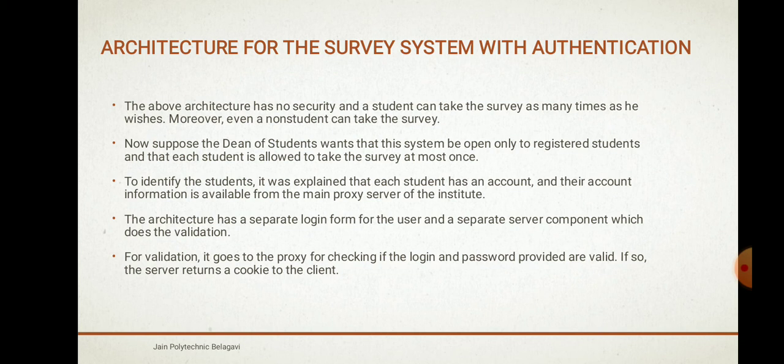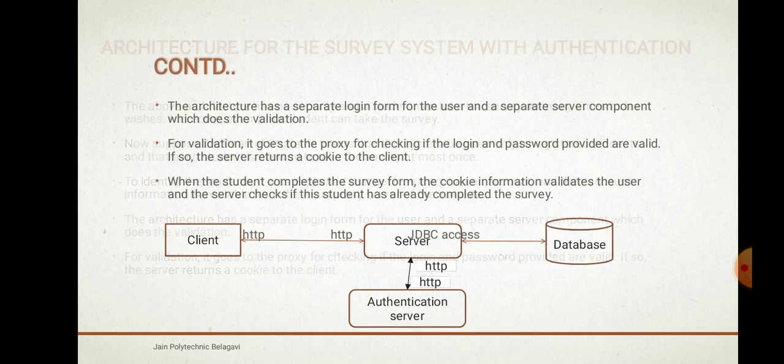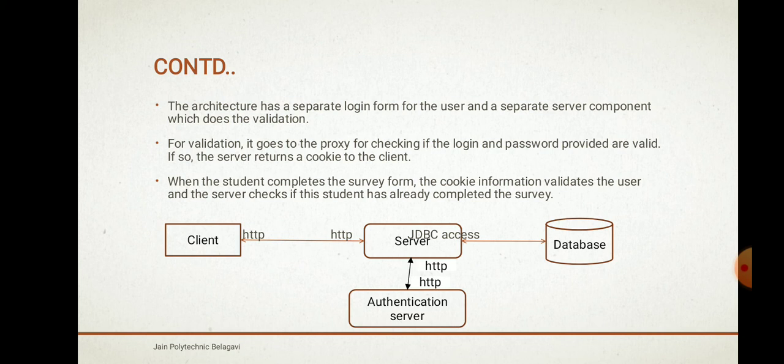it was explained that each student has an account, and their account information is available from the main proxy server of the institute. Now the architecture has a separate login form for the user and a separate server component which does the validation. For validation, it goes to the proxy server, checking if login and password are provided. If so, the server will return a cookie saying whether the password is correct or wrong. Based on that, he will be authenticated.